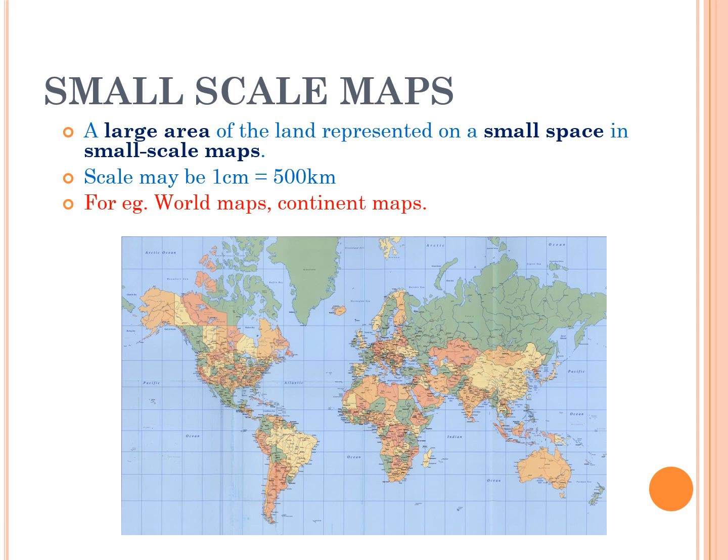On the other hand, a small-scale map shows a large area of land on a small space. Here, the scale may be 1 centimeter is equal to 500 kilometers. This says that not many details of the area can be shown. Some examples of small-scale maps are world maps and continent maps.